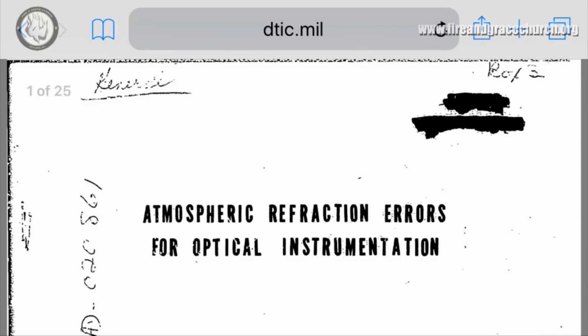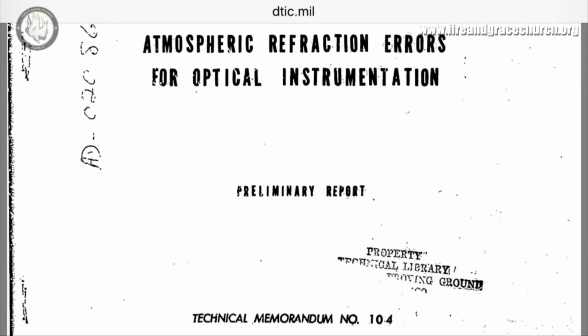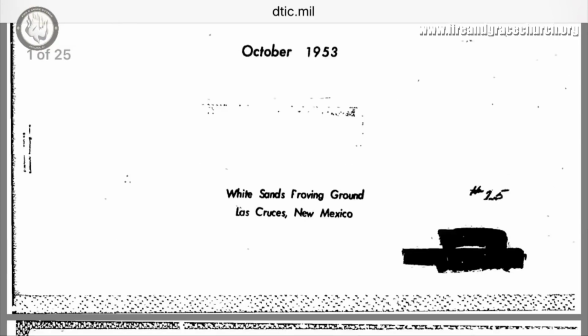Atmospheric refraction errors for optical instrumentation. Fun reading, folks. I'm telling you, fun reading. There you have it. Technical memorandum, preliminary report, October 1953. White Sands Proving Ground, Las Cruces, New Mexico. Where's Area 51? It's in New Mexico, I know, but I don't know where. So, anyway, here we go.